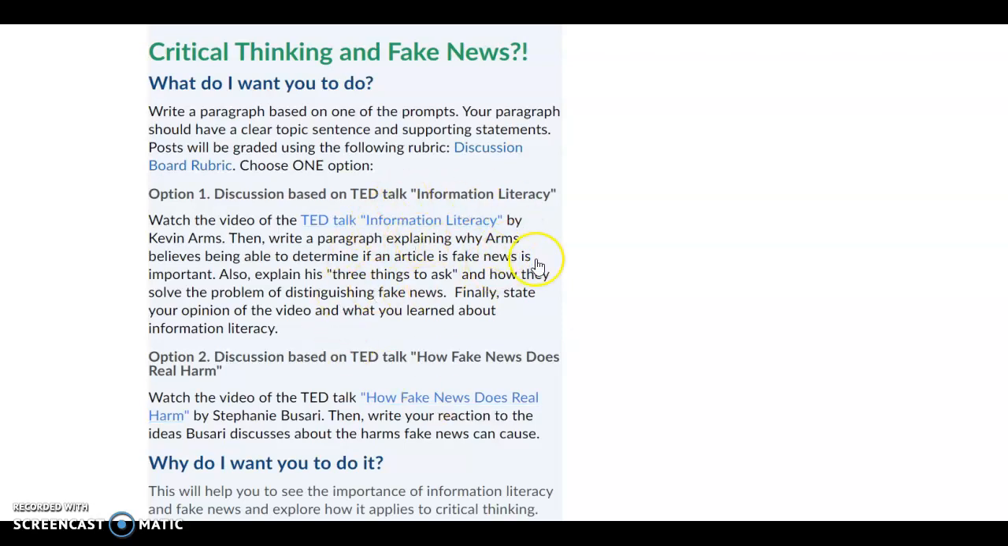For this video, you need to write a paragraph explaining why he believes that being able to determine if an article is fake news is important. You need to specifically explain his three things to ask. So when you're watching that video, you might want to pause it and have your pen and paper ready, and write down the three things to ask, because this is specifically asking you to reference a point in the video, and how they solve the problem of distinguishing fake news. Finally, state your opinion on the video and what you learned about information literacy.